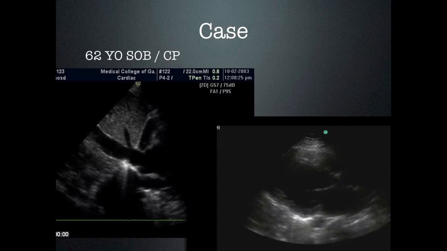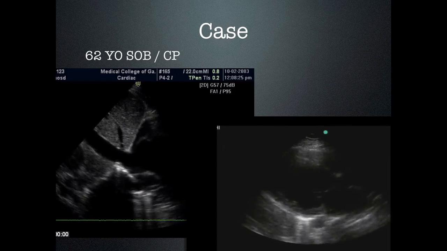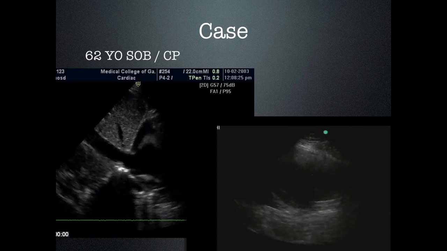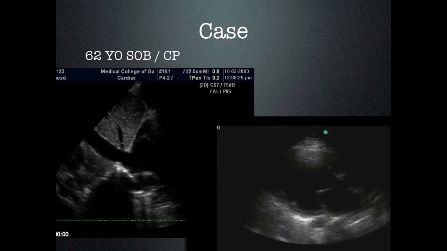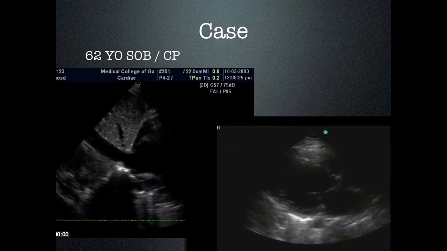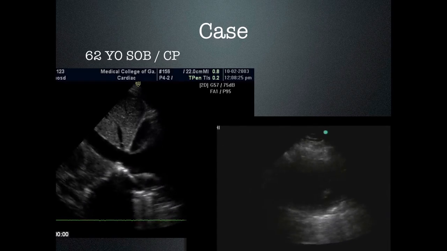When we look at the IVC, it's big and dilated. That goes along with elevated central venous pressure. So we were thinking this is probably CHF. Let's look at the LVEF. And when we look at the LV, the squeeze is very poor. So all of this goes along with congestive heart failure or cardiogenic pulmonary edema.